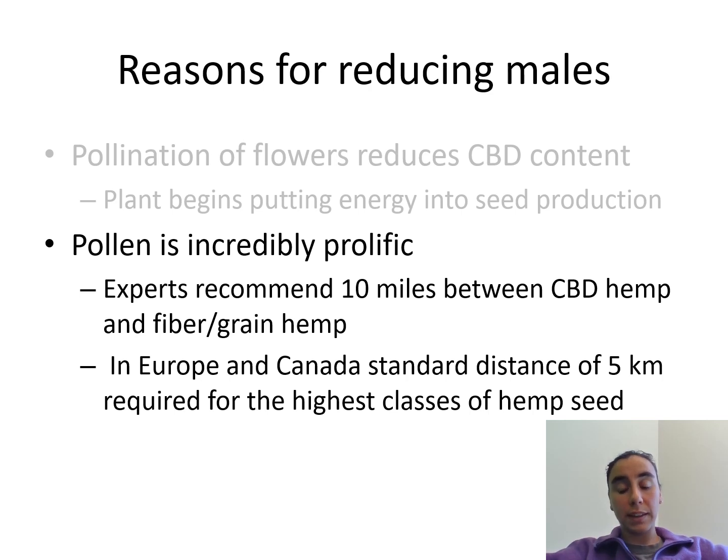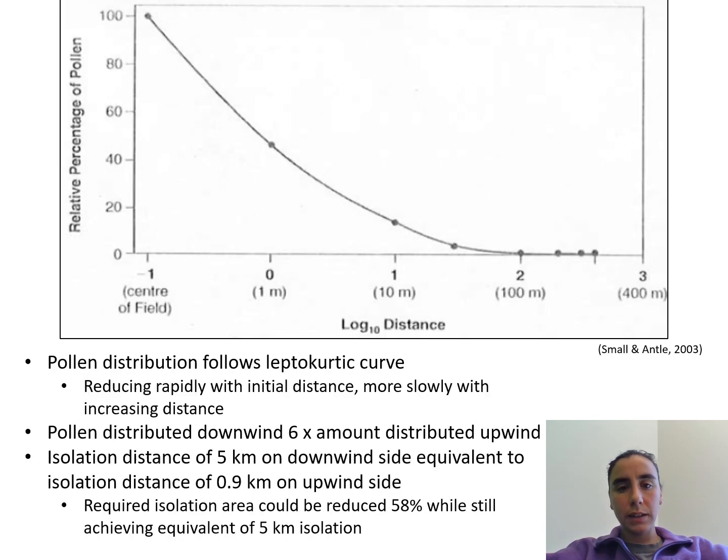Additionally, to the fact that pollination reduces CBD, CBD hemp, or industrial hemp in general, creates a lot of pollen. It's very prolific. Some experts say that within 10 miles of CBD hemp, you don't want any grain or fiber production, particularly grain production, because for grain hemp, you actually want pollination to occur so that seed is produced. However, in Europe and Canada, they've reduced that distance to 5 kilometers, which is just over 3 miles, required for the highest class of hemp seed. This is a graph to show you why and what that looks like.